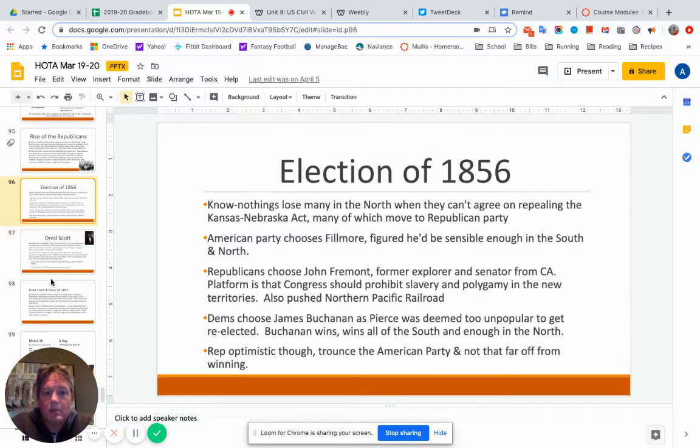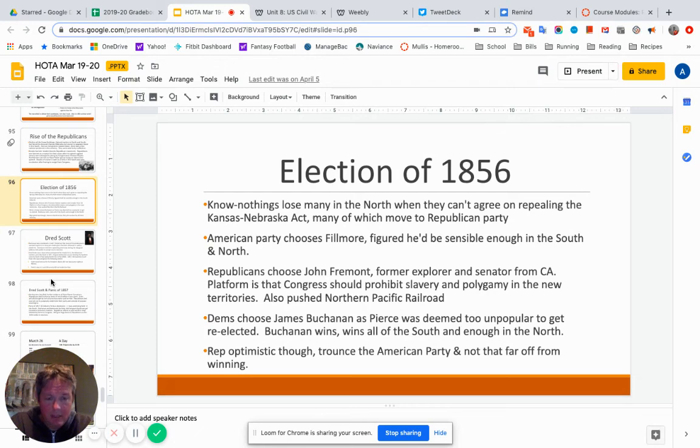Republicans put John Fremont up, who is from California. The big thing is that they're going to prohibit slavery in new territories. They also want to push the railroad. That's a big thing they try to do. And Democrats choose James Buchanan. And again, it shows you how bad Franklin Pierce was, that as a president who could have been reelected, his own party didn't even want to put him back up.